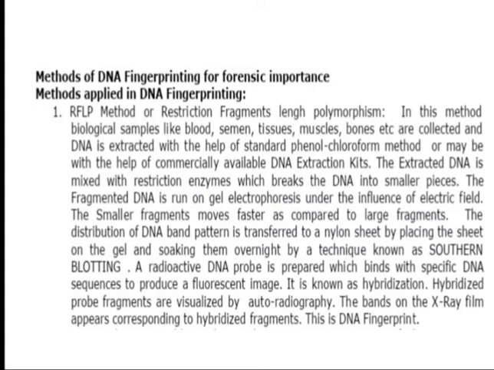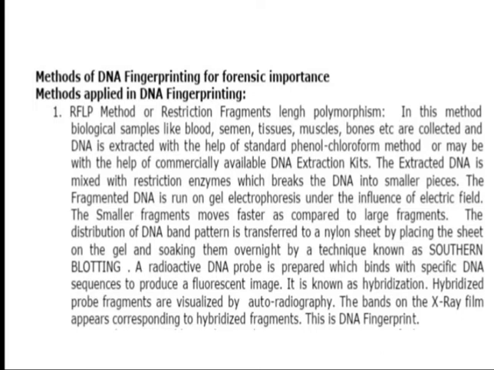The enzymes break the DNA into smaller pieces, and the fragmented DNA is run on gel electrophoresis when an electric field is present, and the smaller fragments move much faster than the larger ones. The distribution of the DNA band pattern is transferred to the nylon sheet by placing the sheet on the gel and soaking them overnight, by a technique known as Southern blotting, and the radioactive DNA probe is prepared which binds with the specific DNA sequences.